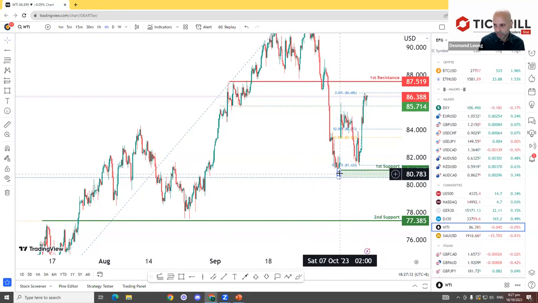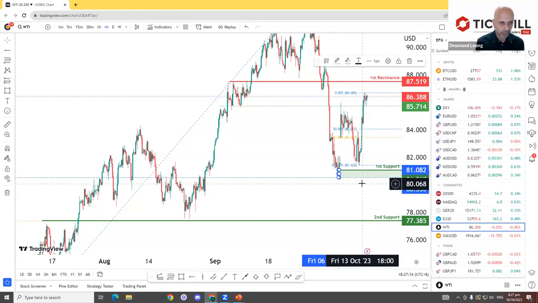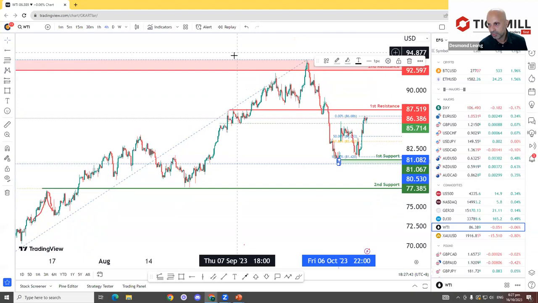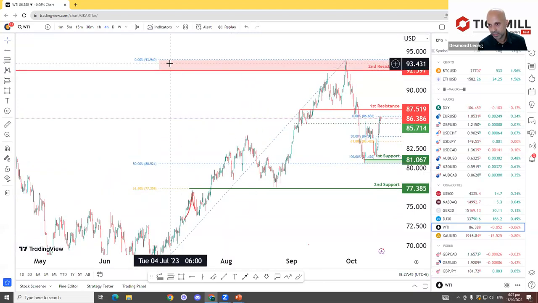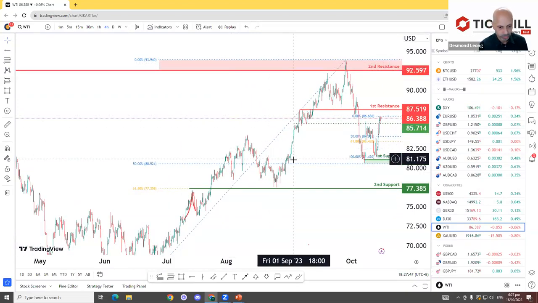For zones, we will usually highlight it as a shaded box. In this case, because it's a support, we're going to use a green shaded box, and if it's resistance here, we're going to use a red shaded box. So that's what we mean by zone.